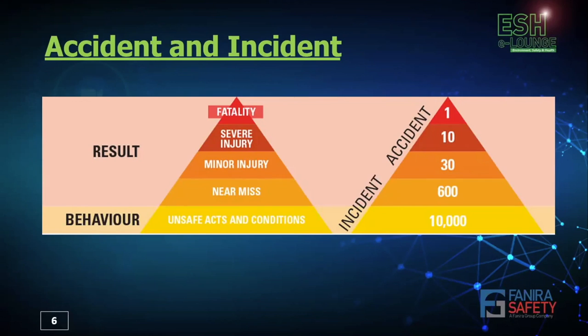Now, as an incident, we've mentioned that we're looking at the potential. So for us, we look at the unsafe acts and conditions that exist in the workplace, or the unsafe acts that are completed by workers. From those, we could have possibly 10,000, increasing the risk of a near miss actually taking place. And from there, as you go up the triangle, you're likely to end up with a more serious incident taking place. So this emphasizes the need to investigate all incidents in the workplace.